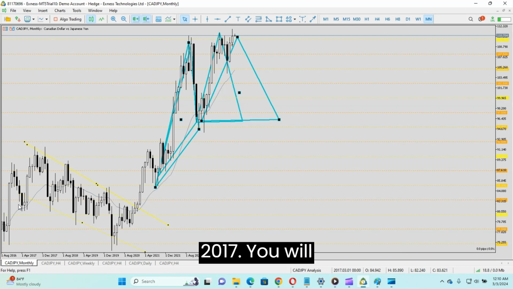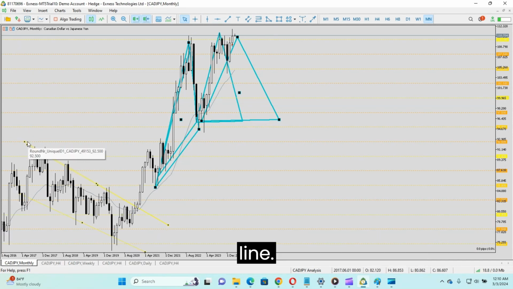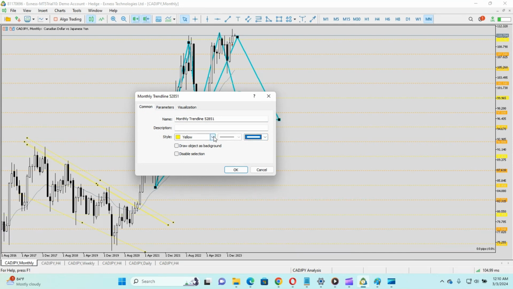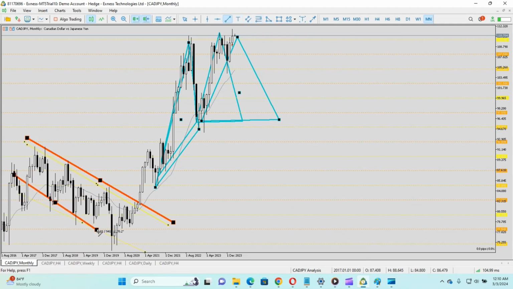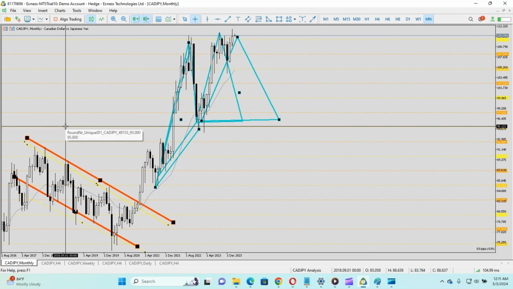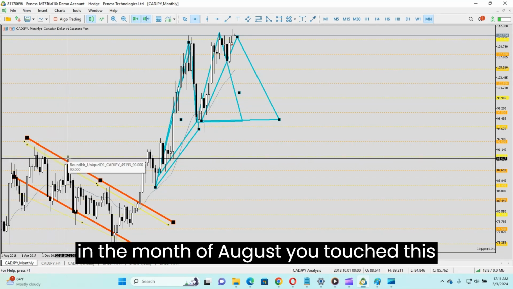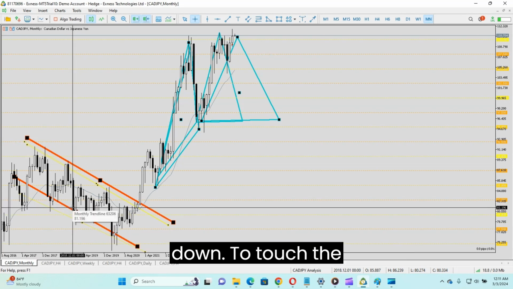So let's start from 2017. You will find out that price started a downward movement with this trend line. So this trend line is telling you that price is going down. So in the month of August, the price touched this trend line. This is most of August 2018. So you are expecting that in the month of July, price was bullish, and in the month of August, it touched this trend line.